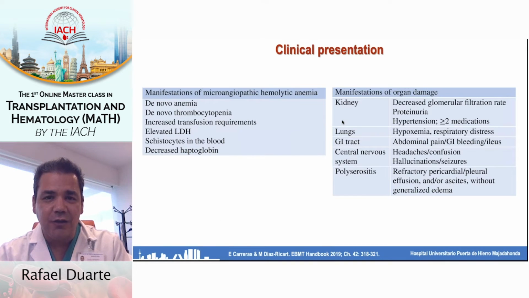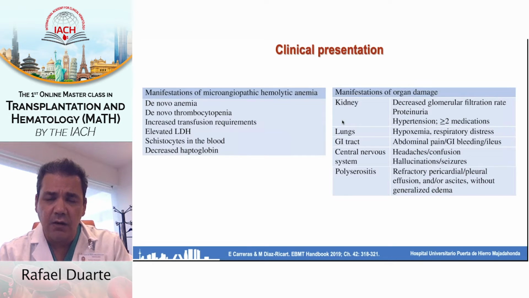Clinical presentation comes in two blocks of symptoms from two different manifestations. Manifestations of microangiopathic hemolytic anemia, and we have in these new onset anemia or higher transfusion requirements, new onset thrombocytopenia or higher transfusion requirements for platelets as well, elevated LDH, schistocytes in the blood, decreased haptoglobin.